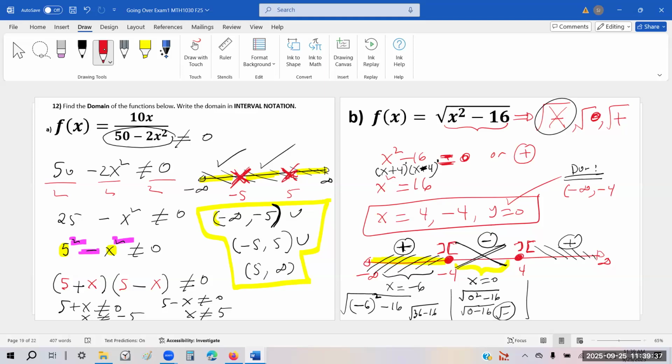We can, because -4 makes the inside 0. And we know the square root of 0 is a real number, 0. So we can use 4 or -4. So it's a bracket.